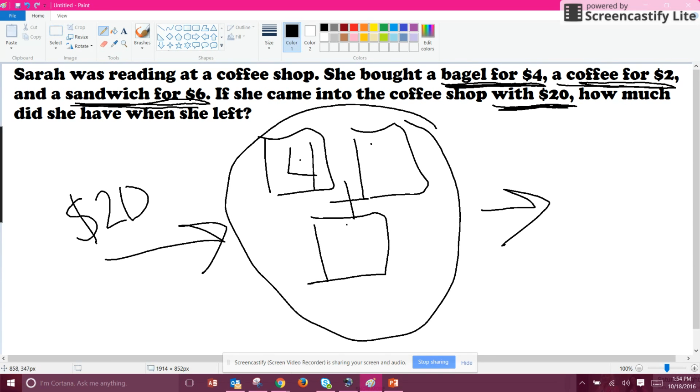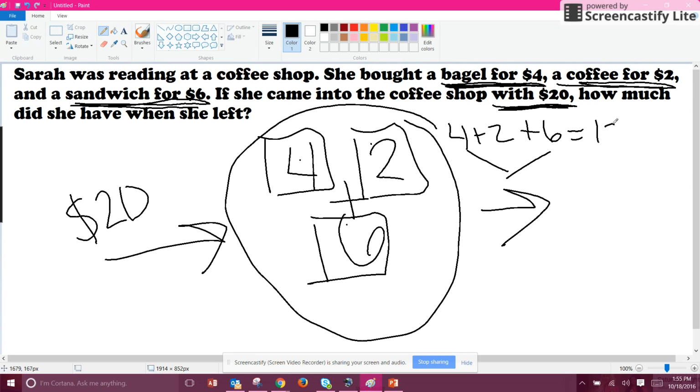$4 for the bagel, $2 for the coffee, and $6 for the sandwich. I can do that over here: 4 plus 2 plus 6. Combine these guys, that's a 10. 10 and 2 more, that's 12. She spent $12. Okay? But she spent $12, but the question was not what did she spend.